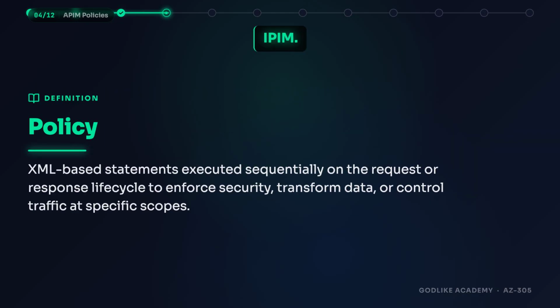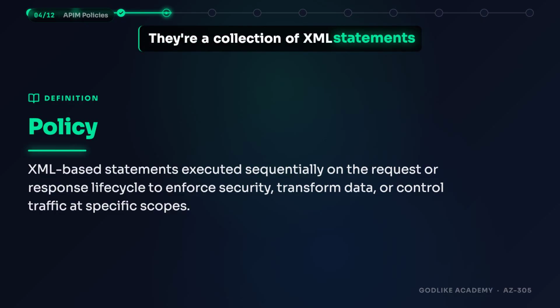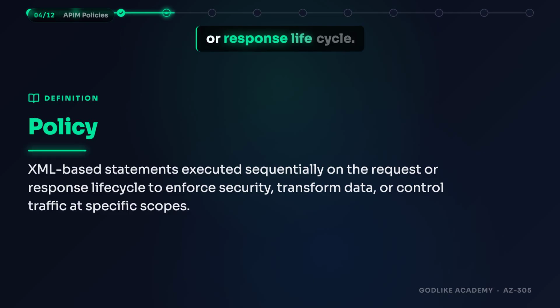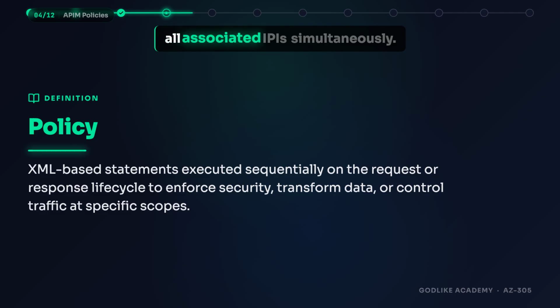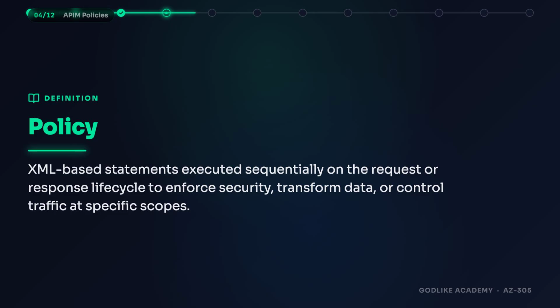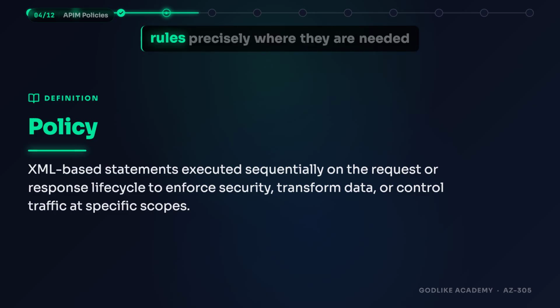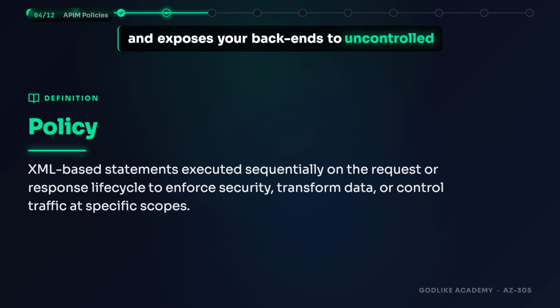Policies are the defining feature of APIM. They are a collection of XML statements executed sequentially on either the request or response lifecycle. You can apply these policies at 4 different scopes: global for the entire service, product for a group of APIs, API for a specific set, or operation for individual endpoints. For example, applying rate-limit at the product scope enforces limits across all associated APIs simultaneously. This granularity allows you to enforce rules precisely where they are needed without affecting unrelated traffic. Misplacing a policy in the wrong lifecycle block causes silent failures and exposes your backends to uncontrolled load.